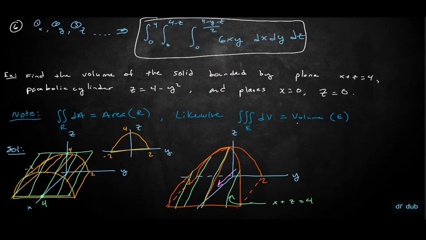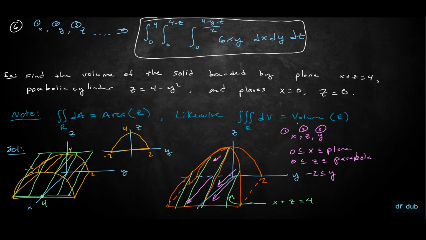So back here all the way out to the plane. So I'm going to do x, then z, then y. It's going to be my order of integration that I think I'm going to choose. So 0 ≤ x ≤ the plane, 0 ≤ z ≤ the parabola, and then -2 ≤ y ≤ 2. So I think that's the order of integration I'm going to use.